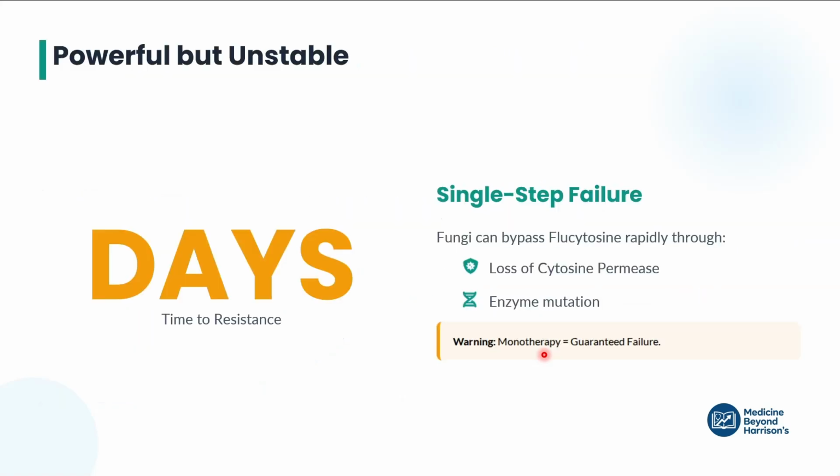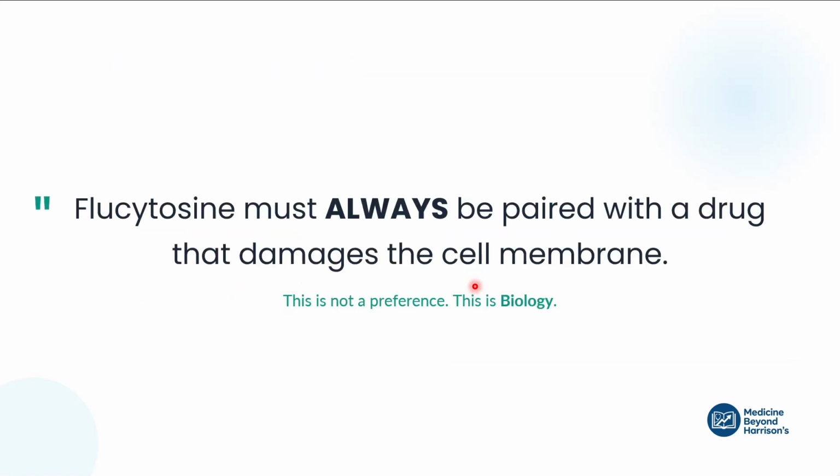So it is very powerful, but it is quite an unstable drug. Fungi can bypass flucytosine very easily and rapidly. Within days, it can lead to resistance. And if used as monotherapy, it is equal to failure. The fungus can mutate to lose the cytosine permease enzyme, or develop an enzyme mutation such that 5-fluorocytosine is not converted to 5-fluorouracil. So within days the fungi can develop resistance to this drug.